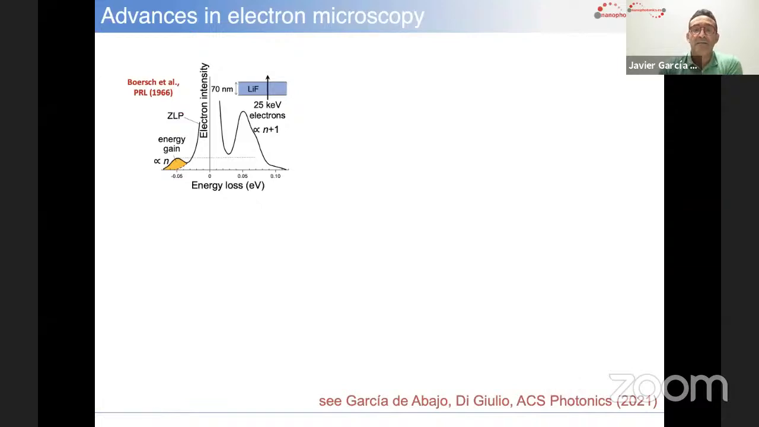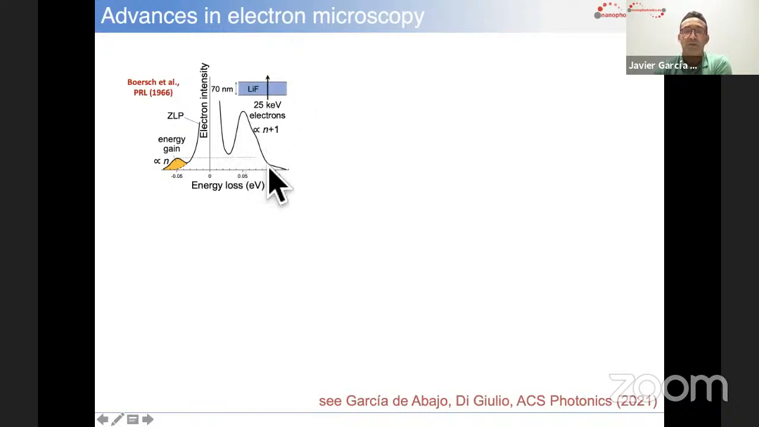The advance in electron microscopy and the control and analysis of free electrons is so large that you can study mid-infrared excitations in the few milli-electron volt region. In this example it's just phonons in lithium fluoride. This is a relatively old example of phonons in lithium fluoride in which there is no spatial resolution, so it's only energy resolution here.